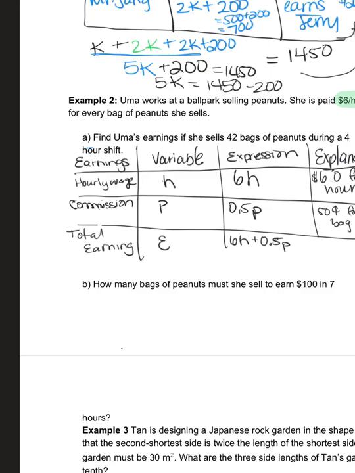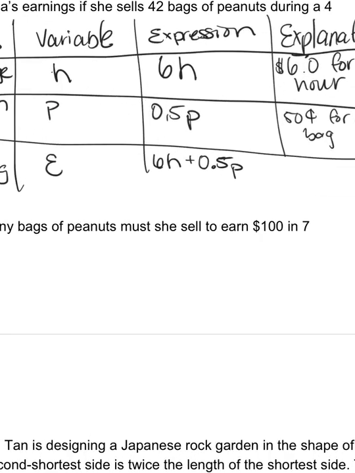So once I kind of get this ball rolling here, I now have this equation. We can see that this is the equation that I'm going to use. And instead of having it in a table format like now, let's actually do E equals 6H plus 0.5P. Okay. And I know I can do substitution. I know that she's actually working for 4 hours and she sells 42 bags of peanuts. So instead of an H, I'm going to replace that with a 4.